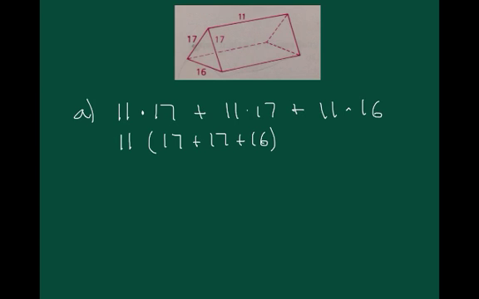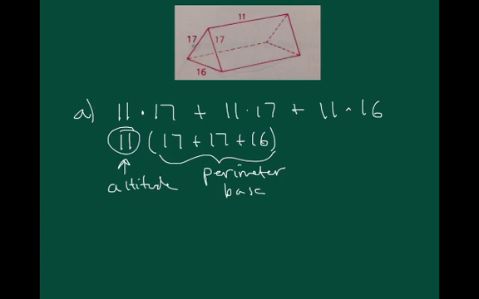Now hopefully you notice that this is the altitude of the prism, and this addition here represents the perimeter of the base. So you'll recognize that the lateral area really is the height times the perimeter of the base. And when we multiply that out, we get 550.